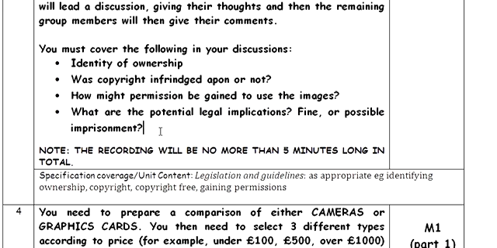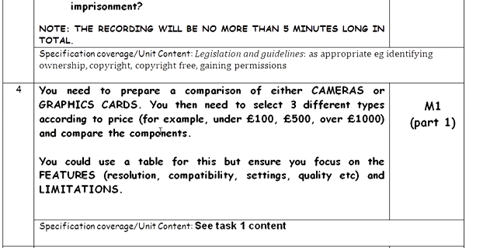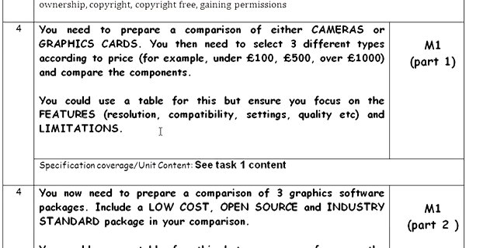M1 is about a comparison, so you'll choose either cameras or a graphics card, and then you'll select 3 different types. You could use price if you want. That's probably the best, easiest way, and just compare them. You need to focus on the limitations. Again, that's an important aspect of M1.